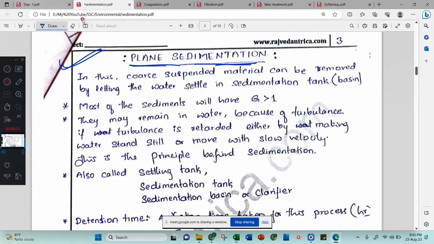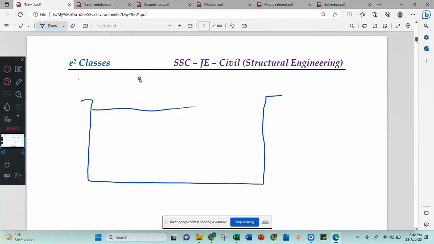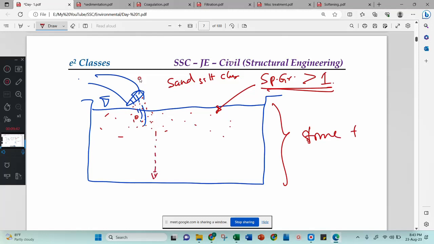Okay, the principle of this plain sedimentation tank is very simple. You have a water tank here, and if you put some dirty water here, dirty water will have some particles. These particles are very small in size. As I said, these particles are sand or silt or clay particles. Initially these particles will be floating in the water, but the specific gravity of these particles is greater than 1, greater than water. The specific gravity is greater than 1 means after some time t, these particles will automatically come and settle down. This is the advantage, means the sedimentation tank will remove all the particles which have specific gravity more than the water, usually more than 1.2 we will consider.